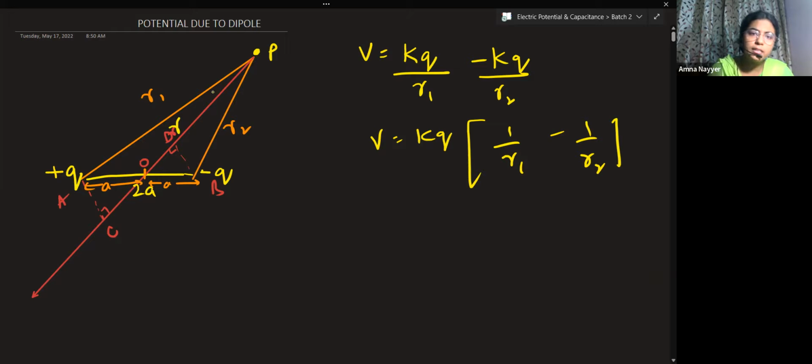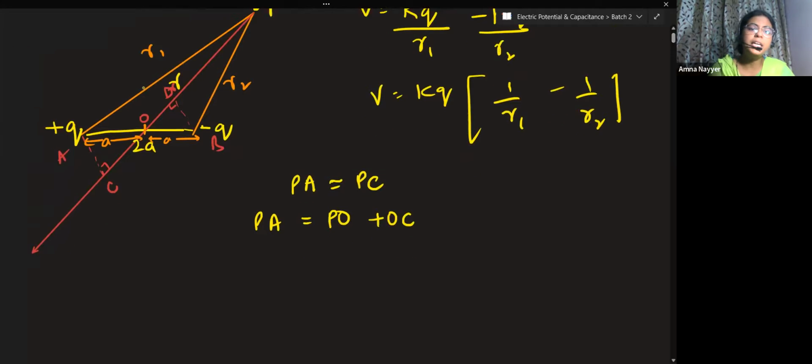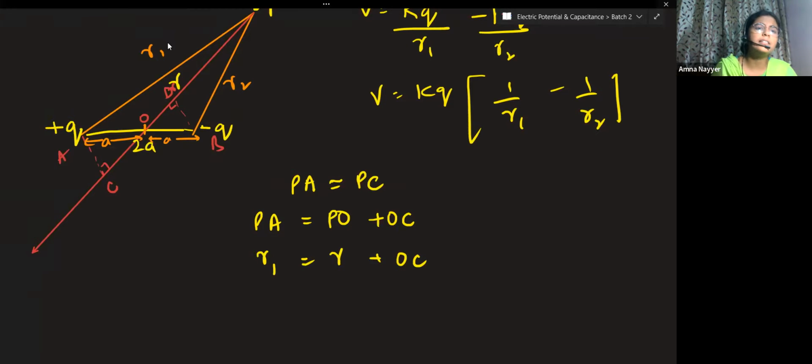Now see, PA and this PC, these are almost equal. PA is almost equal to PC, because this gap that I've drawn is very small. PC is made up of what? PC is made up of PO and this small OC that is extending. So PA will be PO plus this OC. PA is already R1. PO is already small r, but OC is new. We don't know what OC is. So let's make these two vertically opposite angles theta.